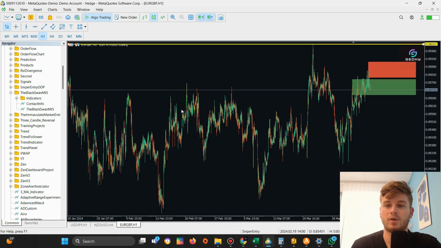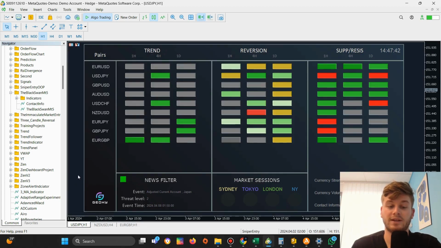So this is a very quick way of showing you how I perform my analysis. Of course, the Black Swan indicator can be used in many different ways, and this is just one of those scenarios. If you are looking for sideways trends, then what you would be looking for is this gray color on all of these different time frames.